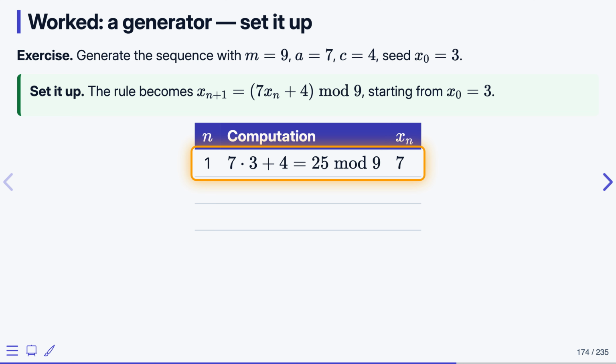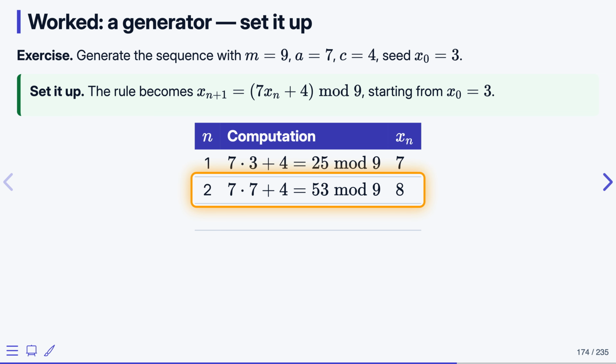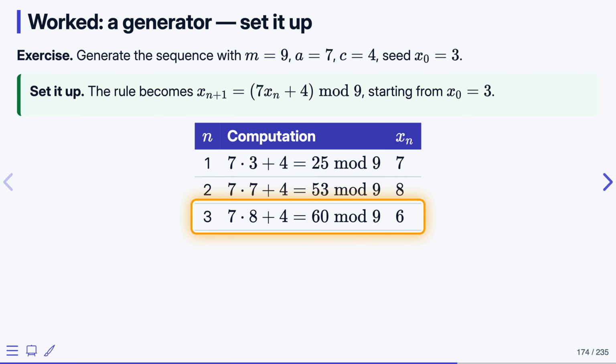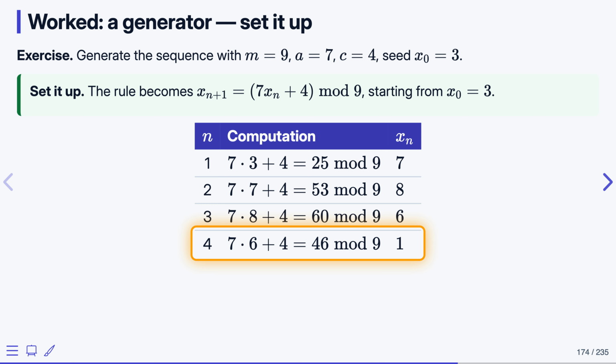Step 1. 7 times 3 is 21, plus 4 is 25. 25 mod 9 is 7, because 18 leaves 7. Step 2. 7 times 7 is 49, plus 4 is 53. 53 mod 9 is 8. Step 3. 7 times 8 is 56, plus 4 is 60. 60 mod 9 is 6. Step 4. 7 times 6 is 42, plus 4 is 46. 46 mod 9 is 1.